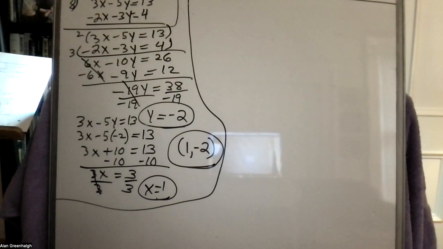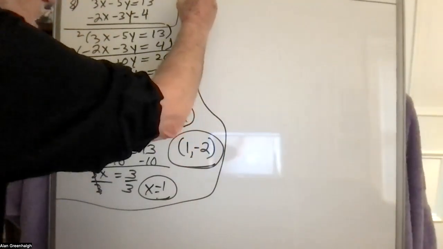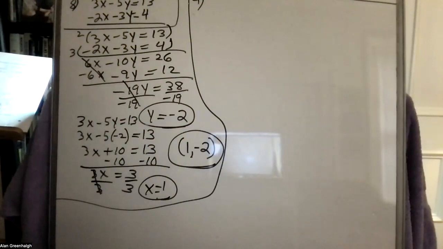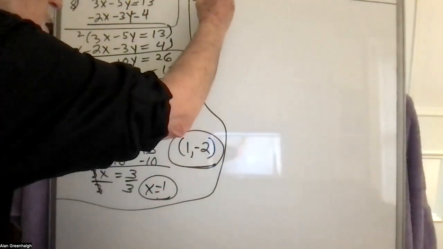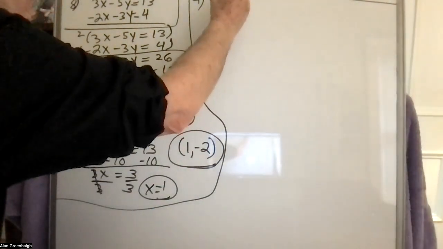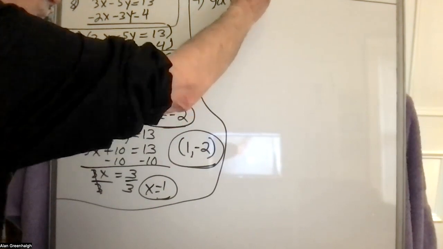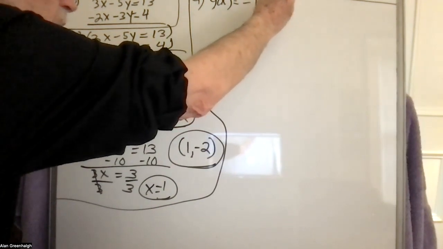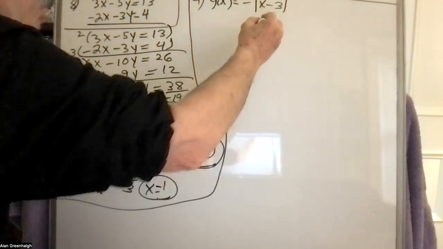Problem number 9. For the following, name and graph the parent function. Sketch the graph of g of x, and you're given g of x equals negative the absolute value of x minus 3, minus 2.